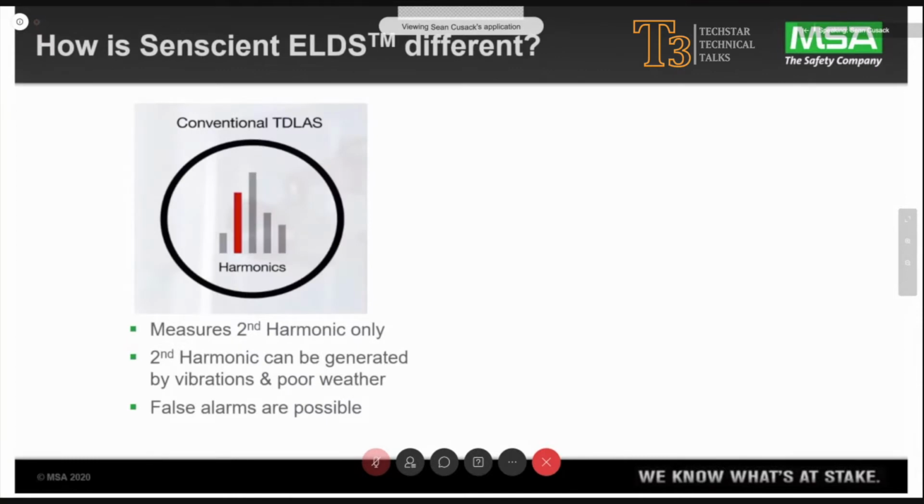As mentioned in the previous slide, only the second harmonics is measured on conventional tunable diode lasers. Second harmonics can be generated with vibration and actually poor weather, thus giving potential false alarms.